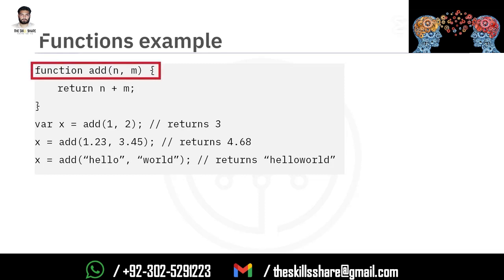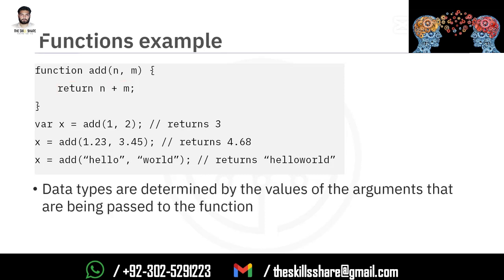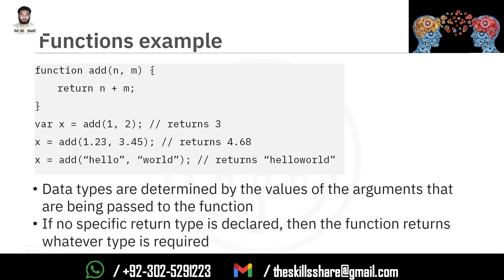This function takes two parameter arguments and returns the sum of the arguments or concatenates the two arguments if they are strings. Notice that you do not specify the data type for the arguments of the function. The data types are determined by the values of the arguments that are being passed to the function. There is no specific return type declared. The function returns whatever type is required. In this case, the return is a simple addition or concatenation of the input parameters.